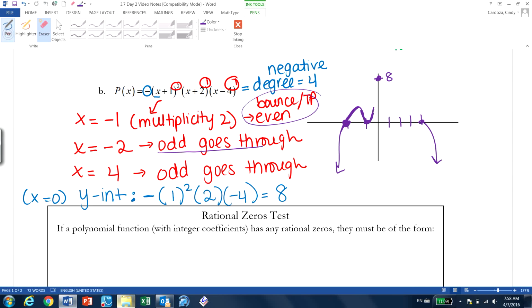Okay? I'm going to hit the y-axis, and then at 4, I just go straight through. So I'm just going to connect that. So see, at 4 and at -2, I went straight through because those had a multiplicity that were odd. Here, I bounced because that multiplicity was even. Okay? So make sure that you really understand that part.